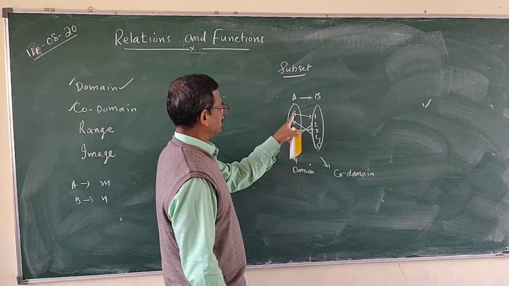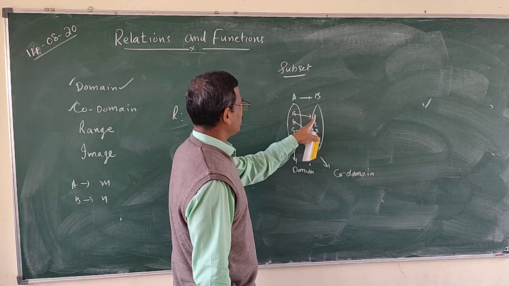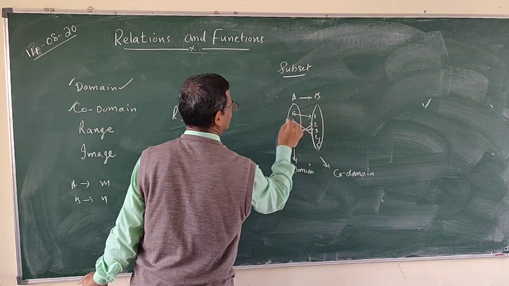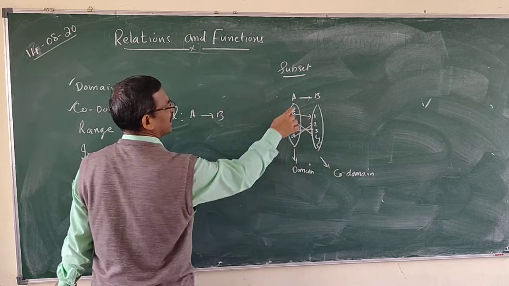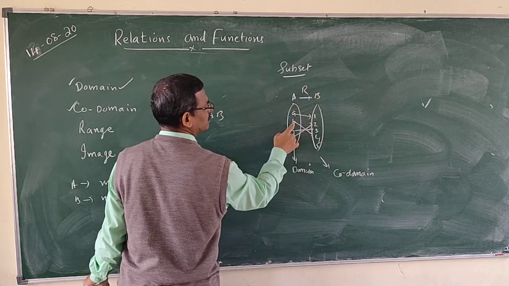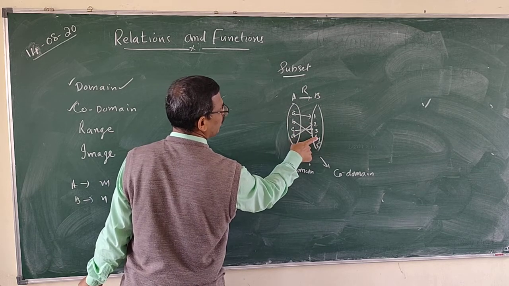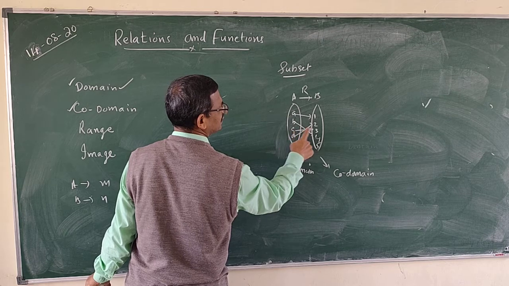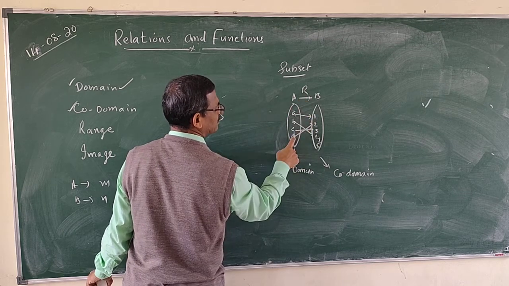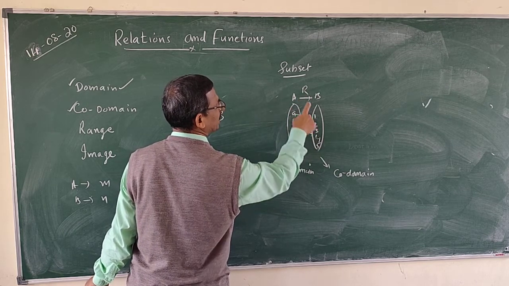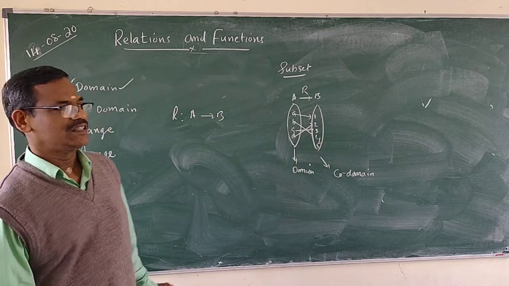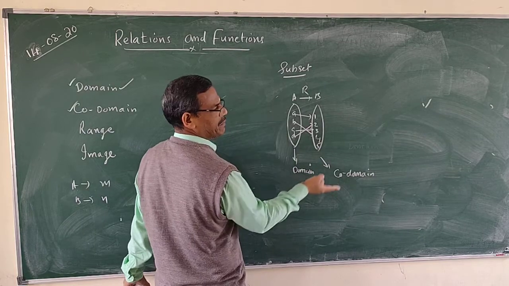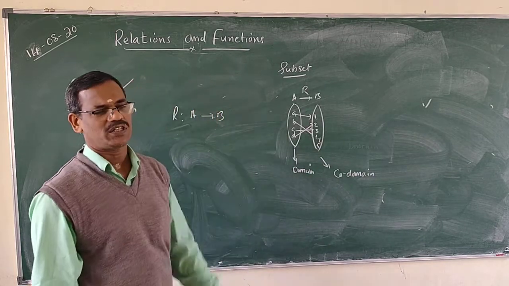Now next, image. See, the image of A is 1 here, under R. Image of B is 4 under this R, image of C is 3 under this R, image of D is 2 under this R. So image of an element means to which element it is connected, that is called the image.